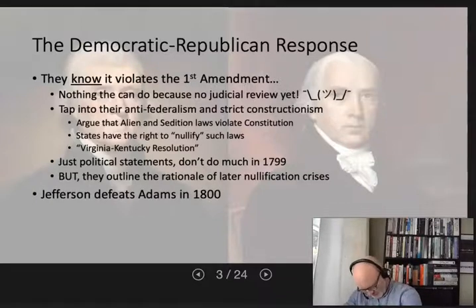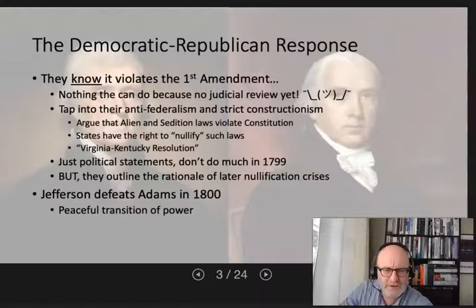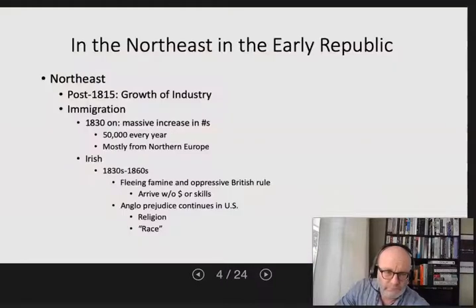Jefferson wins in the Revolution of 1800, returns the country to, as he would say, first principles. We have something that the United States celebrated for a very long time, the peaceful transition of power, which the United States did have beginning in 1800 and had for quite some time, but not anymore. Okay, quickly, all this coming at you.